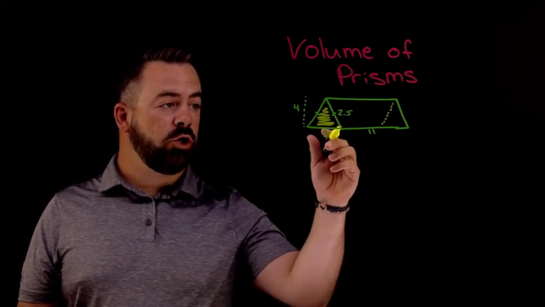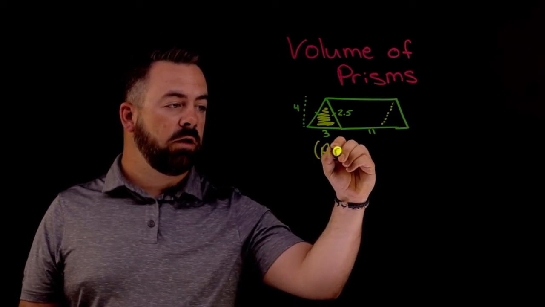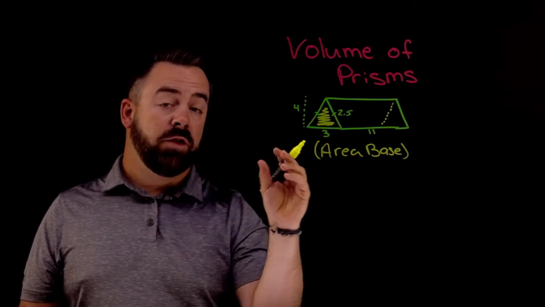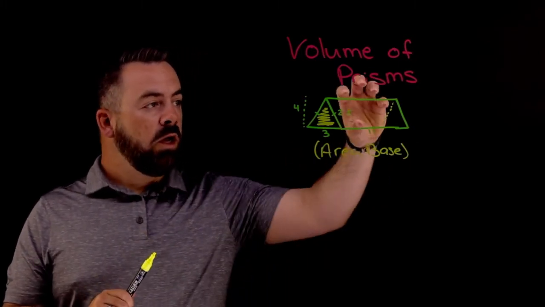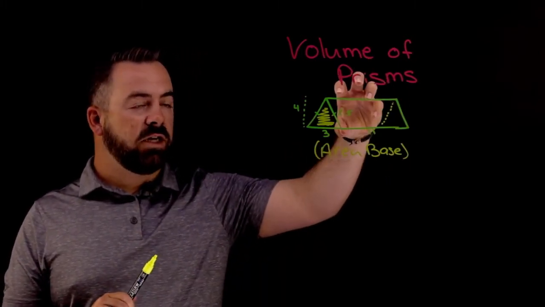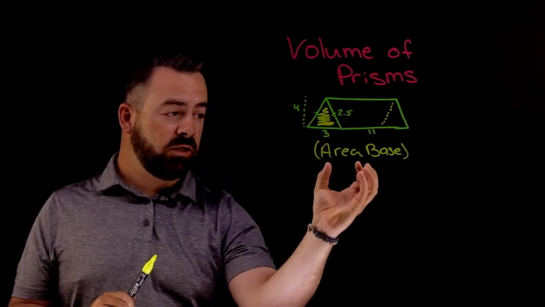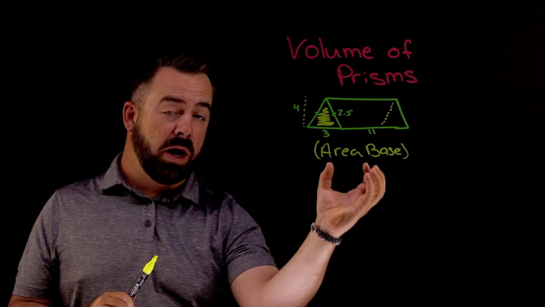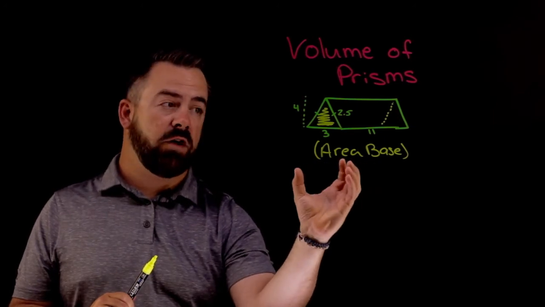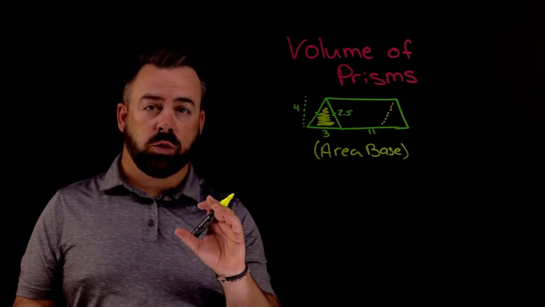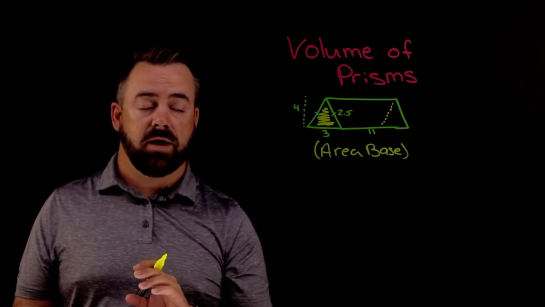First thing we want to do is find the area of the base. And the base for this figure, if I would take this figure and stand it straight up, this triangle is now what is resting on the ground. It is the bottom or the base of the figure. And so I've highlighted the triangle in yellow to represent that's going to be our base.